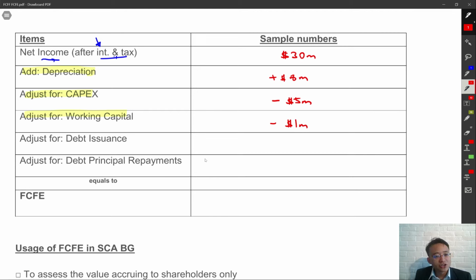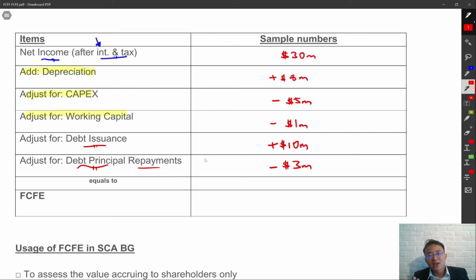Now, here, adjust for debt issuance. We may be able to raise debt from the public. We may have done so. In that case, isn't the money taken from debt a cash flow? It is. It is a cash flow. So, let's add it in. Let's say we raised $10 million debt. And at the same time, we may have had a loan that is due and we paid off. Debt principal repayments: I paid off 3 million for a separate loan.